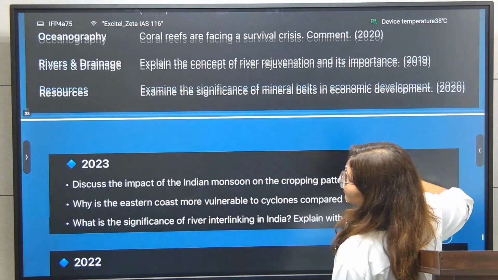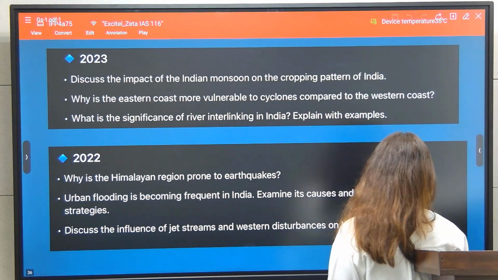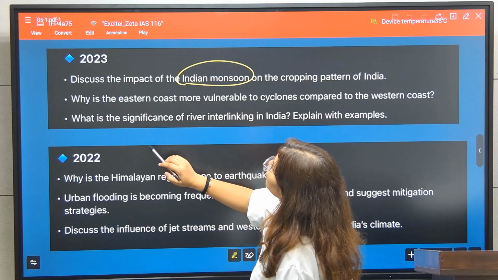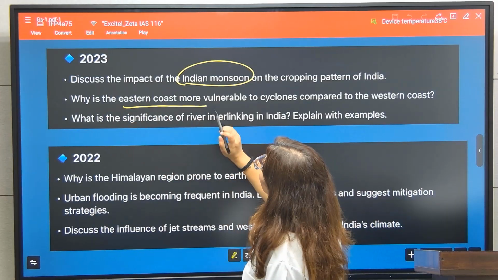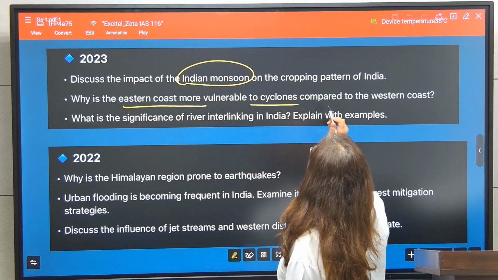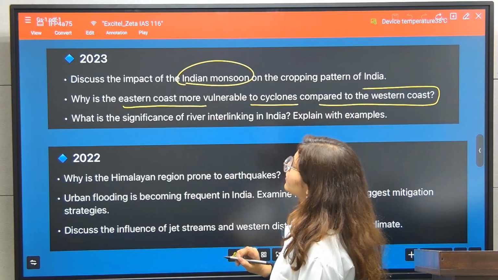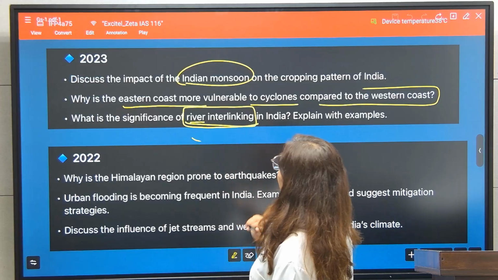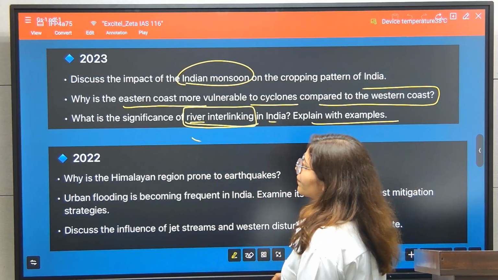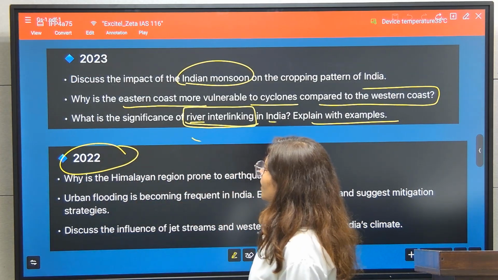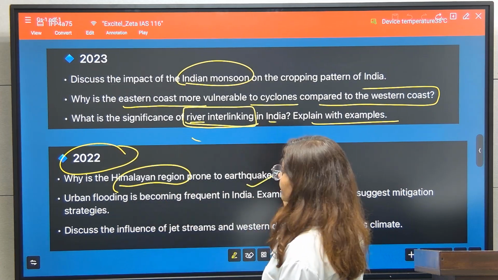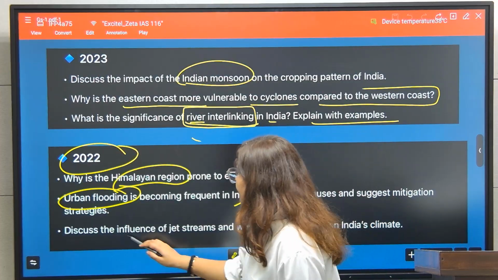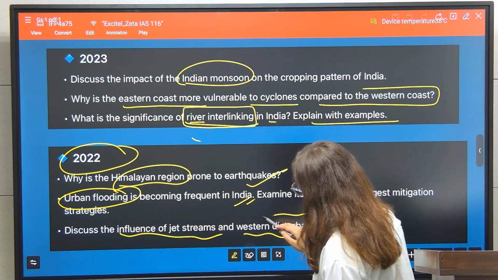So, see in 2023, the first question was on Indian monsoon. Second was why is the eastern coast more vulnerable to cyclone compared to the western coast. What is the significance of river interlinkage in India? Examine with example. In 2022, why is the Himalayan region prone to earthquake? Urban flooding is becoming frequent in India. Discuss the influence of jet stream and western disturbances.